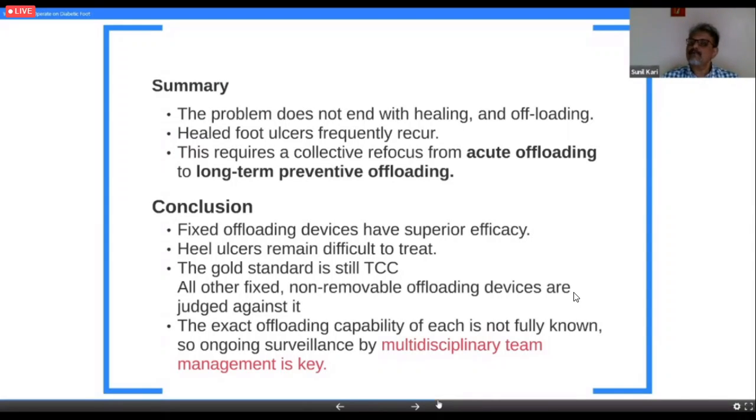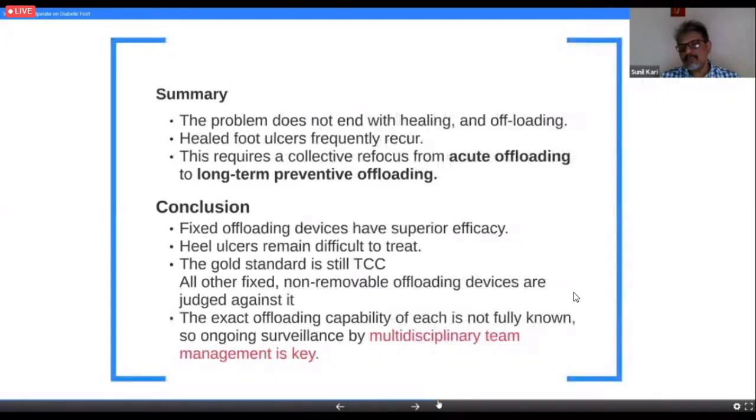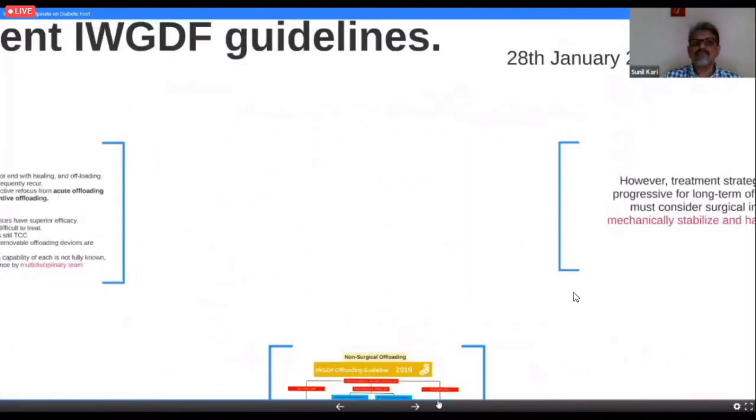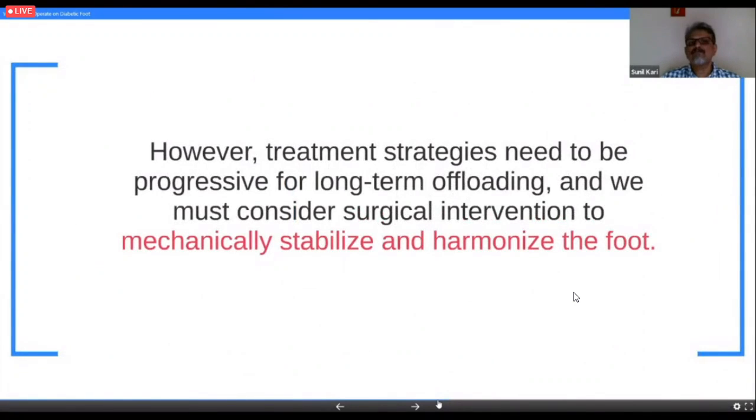And today, a removable knee high has taken the upper hand, and it gives excellent results as TCC. So TCC doesn't remain a gold standard now. The exact offloading capability of each is not fully known. So ongoing surveillance by multidisciplinary team management is key. Now, looking at all these aspects, we have come to a conclusion that the treatment strategies need to be progressive for long-term offloading, and we must consider surgical interventions to mechanically stabilize and harmonize the foot.